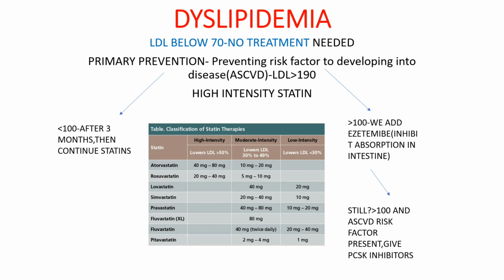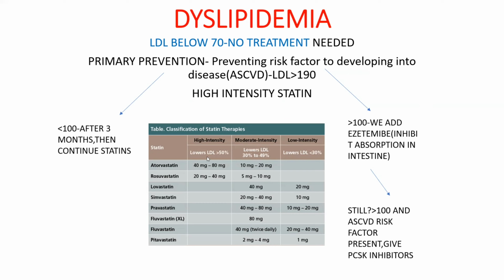If LDL is less than 100 after 3 months of high intensity statins, then we will continue the statins at the same dose. After 3 months of starting high intensity statins, if LDL is still more than 100, we add ezetimibe, which will decrease the absorption of cholesterol in the intestine. After 3 months, if it is still high, we will give PCSK inhibitors.